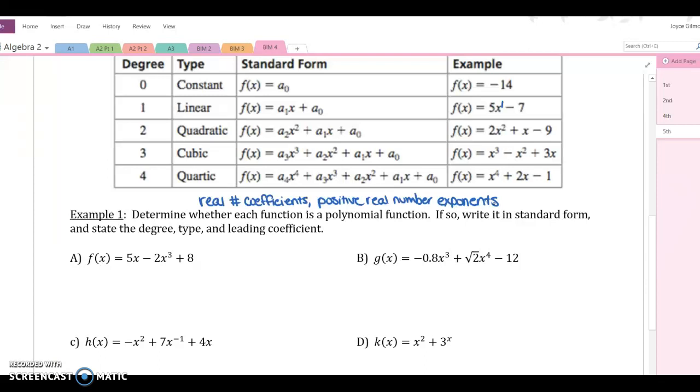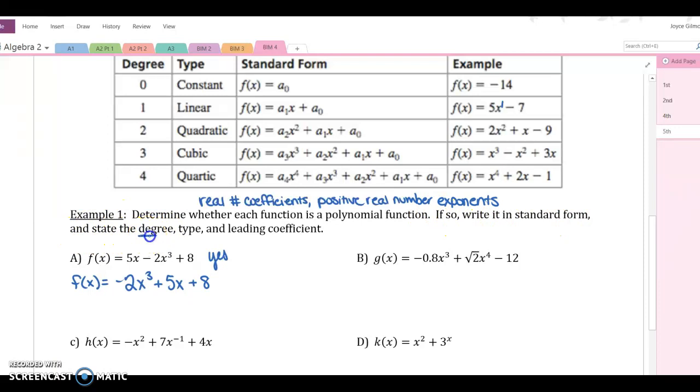So in example A, is it a polynomial? 5, -2, and 8, those are all real numbers. The exponents are 1 and 3, those are all positive real numbers. So yes, this is a polynomial. Next, we need to rewrite the polynomial in standard form. Which term should come first? -2x to the third. And then we would do plus 5x and then plus 8 at the end. So we wrote it in standard form.